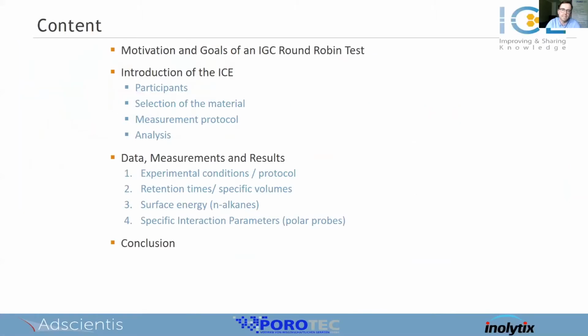I will briefly explain why we are doing this round-robin test and give you a short introduction into the IGC. I will explain why we have chosen silica gel as a first material. I will introduce the measurement protocol and the way we exploit the data. Afterwards, I will show some data and measurements delivered by all participants, which parameters have been used, and discuss the differences.